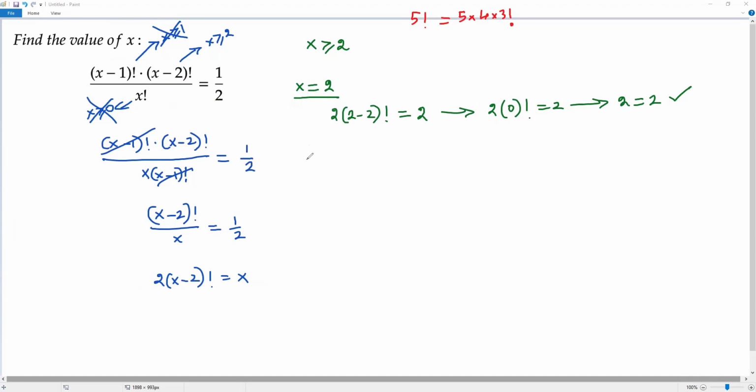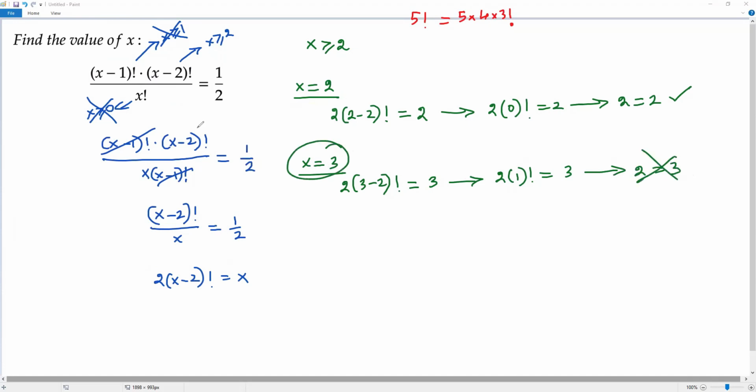Okay, now let's consider the whole number which is greater than 2. That is, x equals 3. Okay, let me plug in 3 in this equation and check whether this equation is satisfied for x equals 3. Then we have 2 times (3 minus 2) factorial equals, on the right side for x, we have to plug in 3. Then we get 2 times 1 factorial equals 3. Then 1 factorial is just 1. 1 times 2 is 2. 2 equals 3. So this is false. So x equals 3 cannot be a solution for the given equation. We can reject this one.